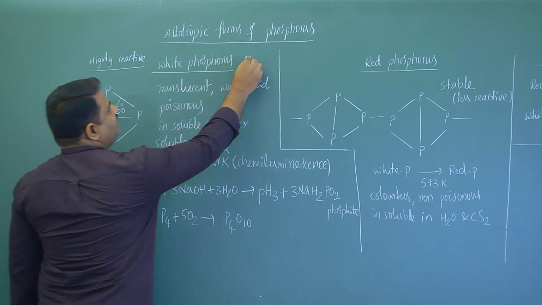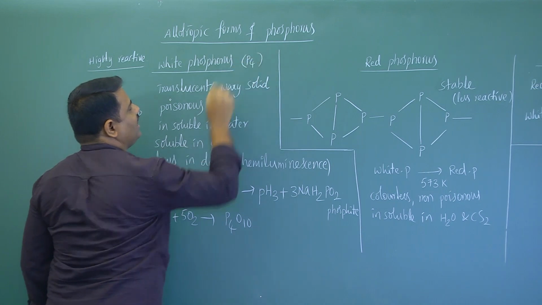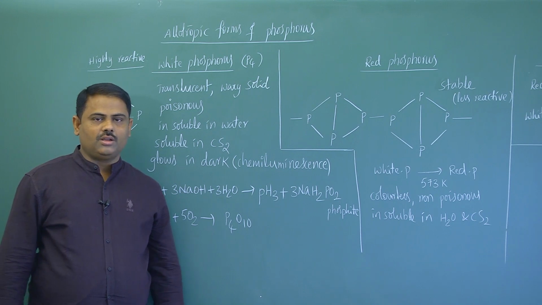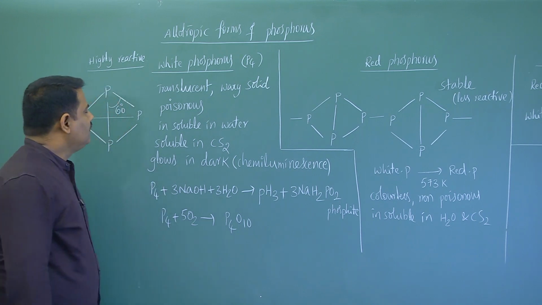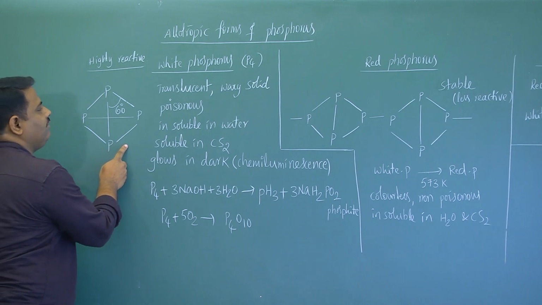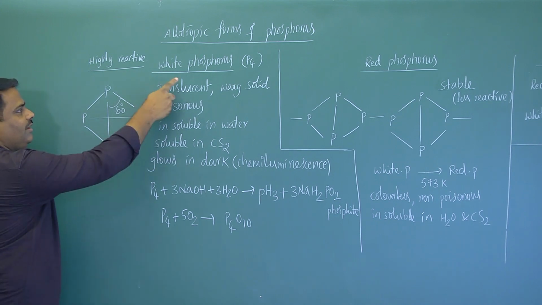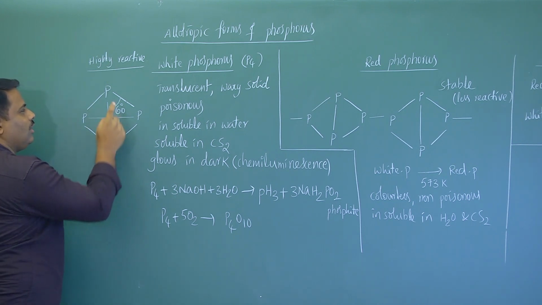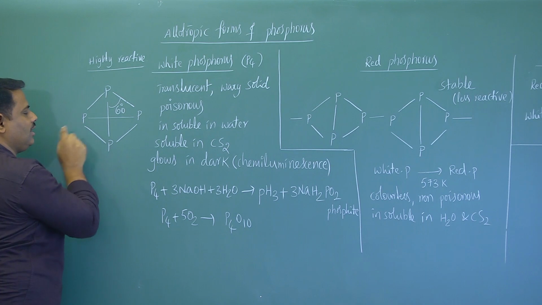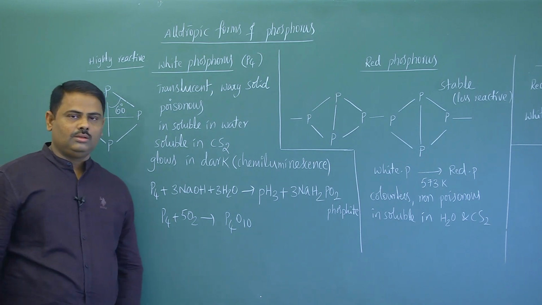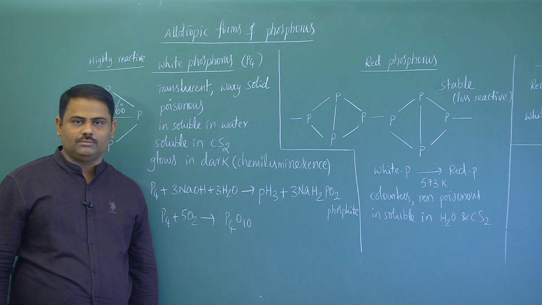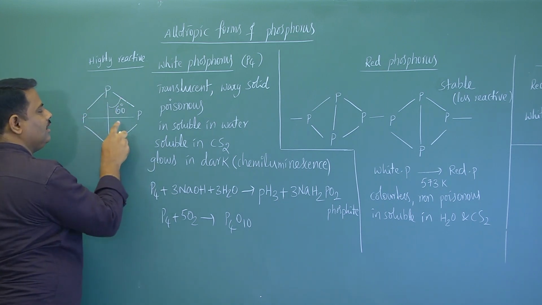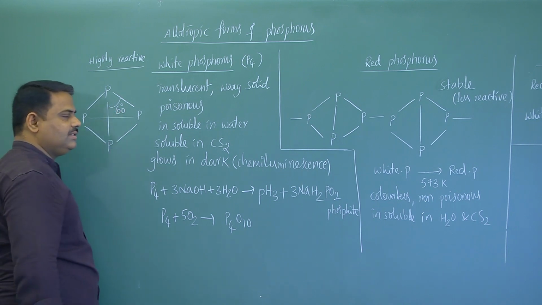Here the formula is P4. As we know that in elemental state, phosphorus is tetraatomic. Now here this is the structure of the P4 unit, that is white phosphorus. In this structure, all the four phosphorus atoms are available at the corners of a tetrahedron. But here, see this bond angle, that is very less, 60 degrees.